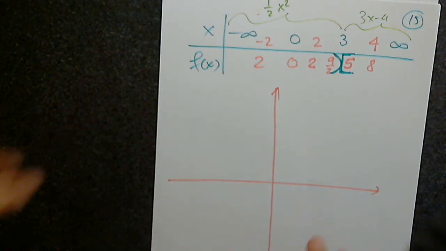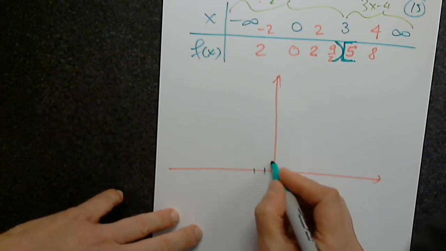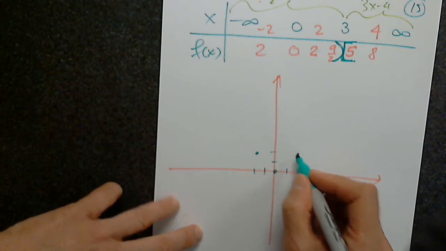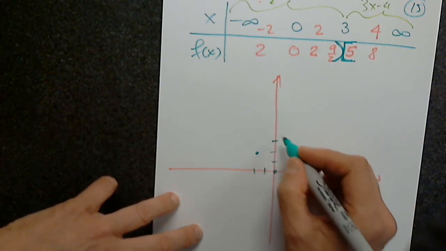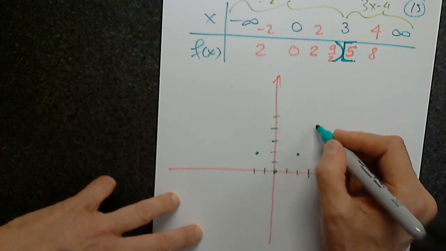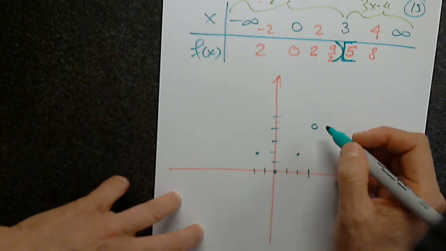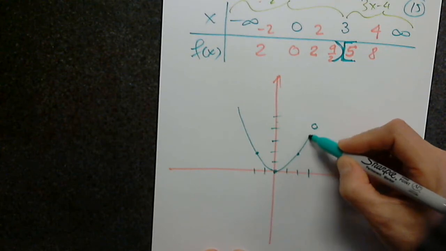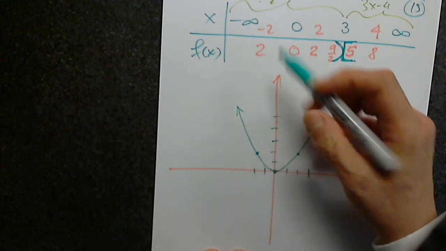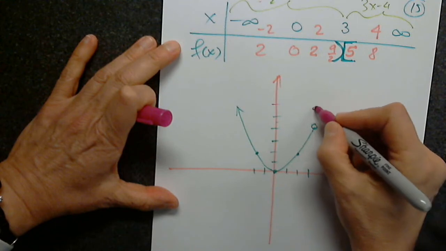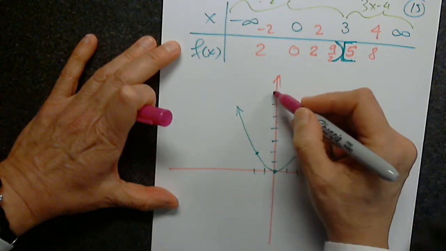So negative 2, 2. 0, 0. 2, 2, and 3, 4.5, and this is an open point. I know how to graph the parabola. It's a vertical shrinking of the graph by a factor of 1/2. And then on the other side, 3, 5, and 4, 8.